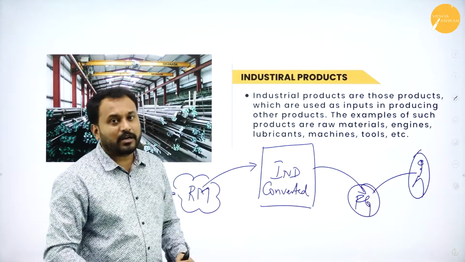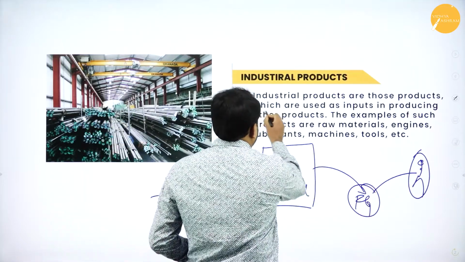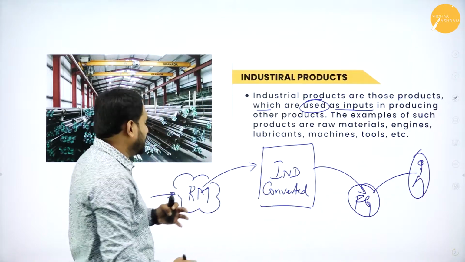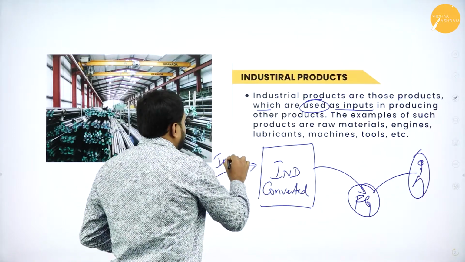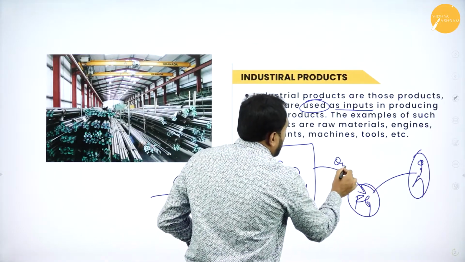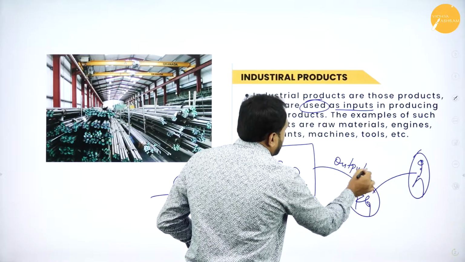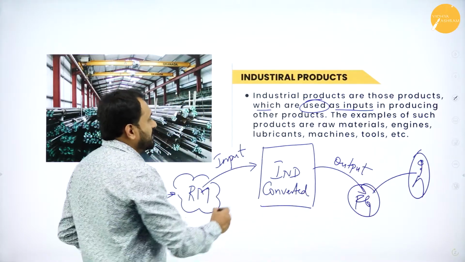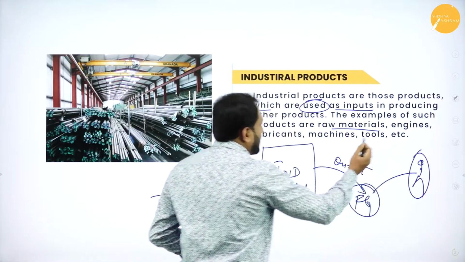So industrial products are those products which are used as inputs. They are called the inputs. Now raw material is what? It's an input. And the finished goods is what? It's the output. Now the examples of such products are raw materials, whichever raw materials you can go with.